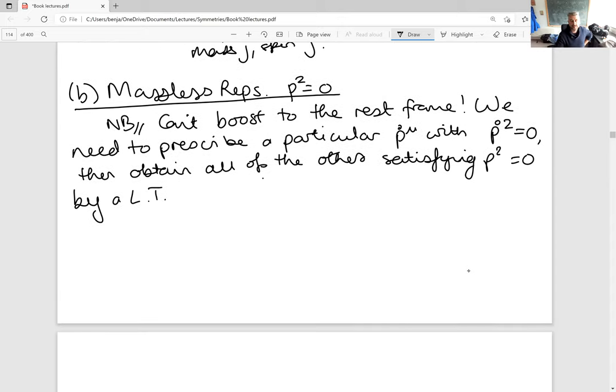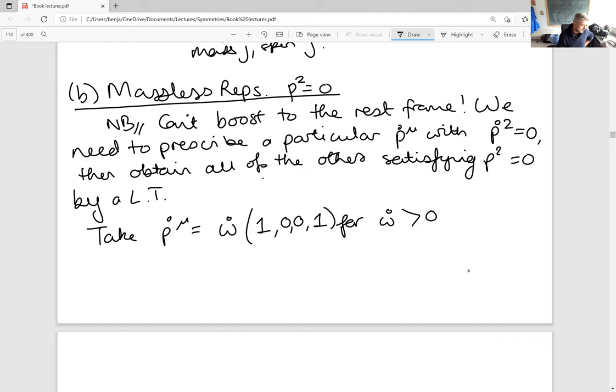So let's just do a Lorentz transformation on our photon. Let's call it a photon for now. Our massless particle, and say that we rotate our axes around until it's traveling purely in the z direction. So then we take p dot mu is some energy, which is fixed, omega dot times (1, 0, 0, 1). So it's traveling in the third direction, and omega dot is some fixed arbitrary choice.